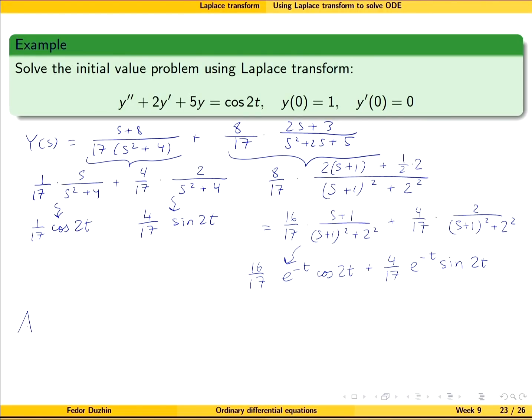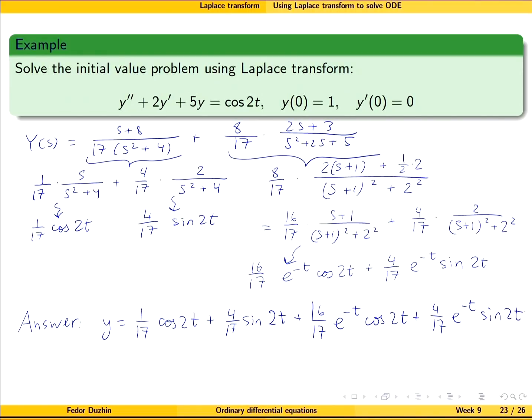So the final answer is that y equals 1 over 17 cosine 2t plus 4 over 17 sine 2t plus 16 over 17 e to the minus t cosine 2t and plus 4 over 17 e to the minus t sine 2t.